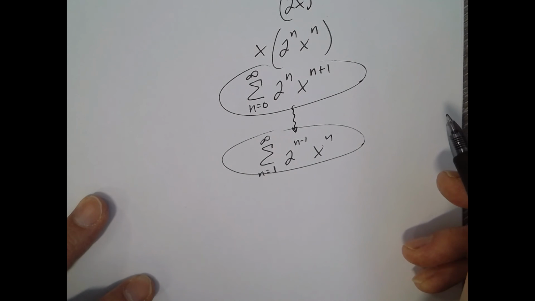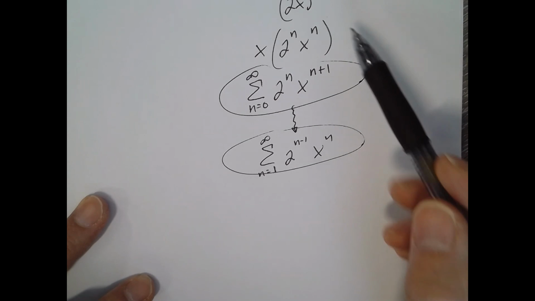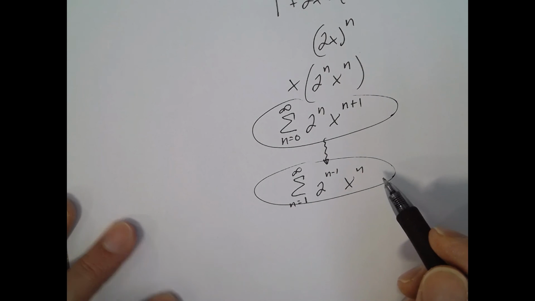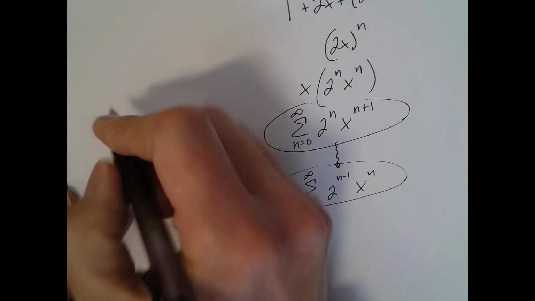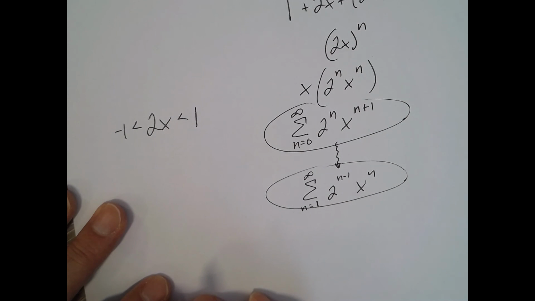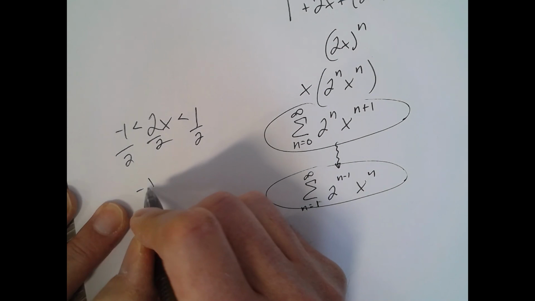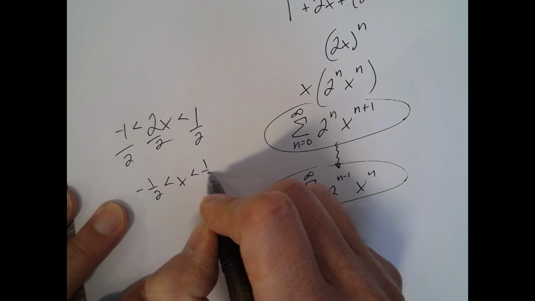The last thing we have to do is figure out the interval of convergence. So what are we taking to the nth power every time? So we're taking the 2x to the nth power. So that's my r. So if I have 2x, that has to be between -1 and 1 in order for it to converge. So my interval of convergence, x has to be between -1/2 and 1/2. That's my interval.